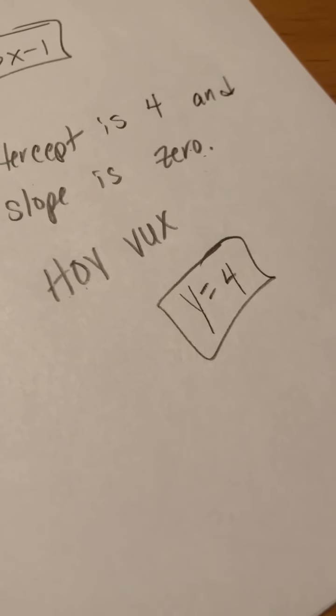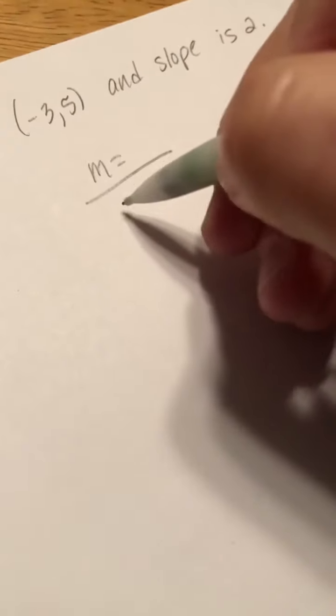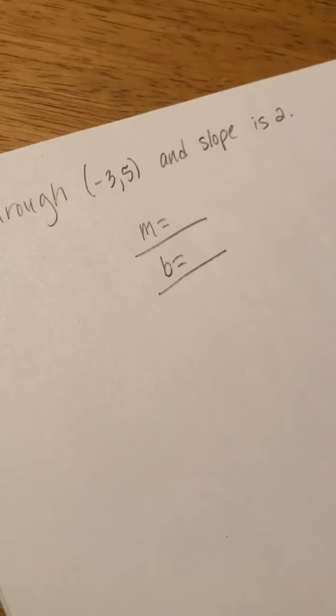So that's the beginning part of this lesson. We're going to keep going with examples. I'm just going to change up what I give you. So we're still writing the equation of a line. This time it's going to be through the ordered pair (-3, 5), and slope is 2. Well, the process doesn't change through this whole chapter. We need M and we need B.